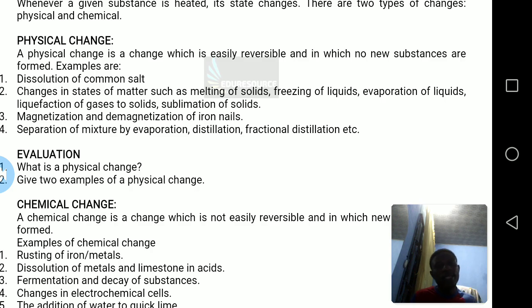Number 2, an example of physical change, is changes in state of matter, such as melting of a solid. Let me say you carry a plastic container, your plastic rubber in your house, your bathing bucket, and you put it inside fire. How do you know it will melt, right? It will melt and become liquid. If you touch that liquid, it is very hot, right? A time will come when the liquid cools and forms solid again.